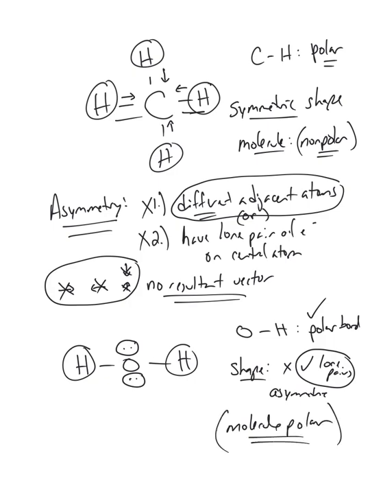Okay? So a molecule is polar if its polar bonds are not canceled out by being asymmetric. And that happens one of two ways. Either the atoms coming off are different or the central atom has lone pairs. It only takes one of these two. It doesn't have to be both. If one of these two criteria is met, it's asymmetric and the molecule is polar. So water is polar because of that.